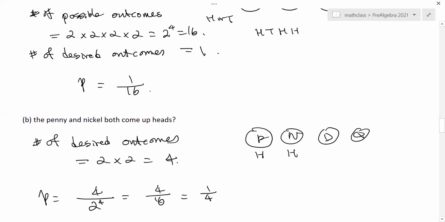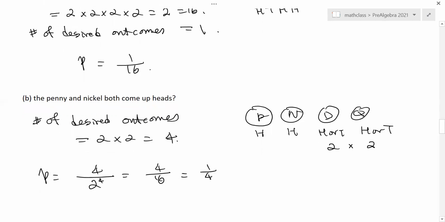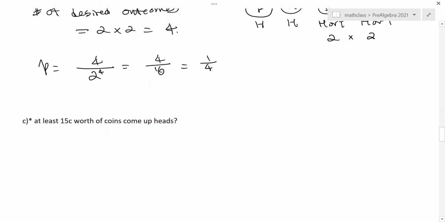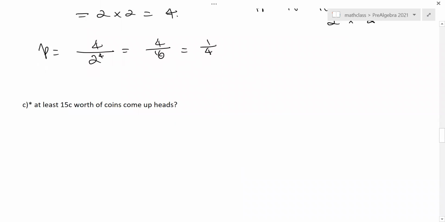So this is H or T, H or T. So it's 2 choices each, and multiply them out. And HH here, for the penny and the nickel, they are fixed. All right. Now, the 4th problem is at least 15 cents worth of coins come up heads.